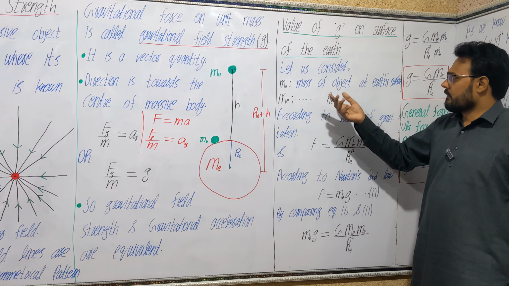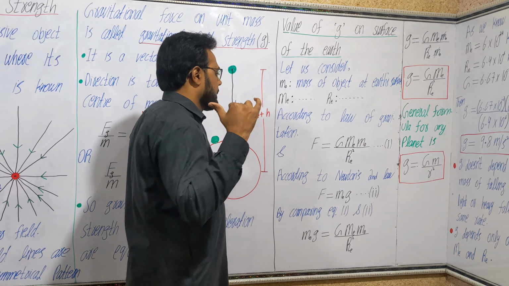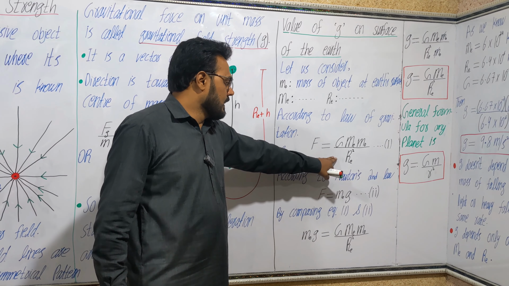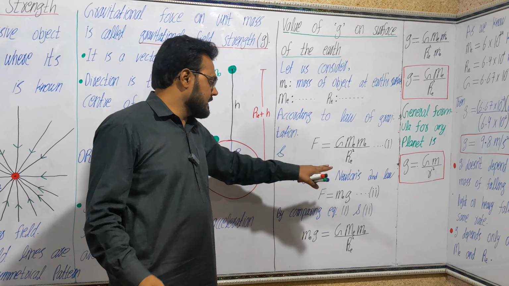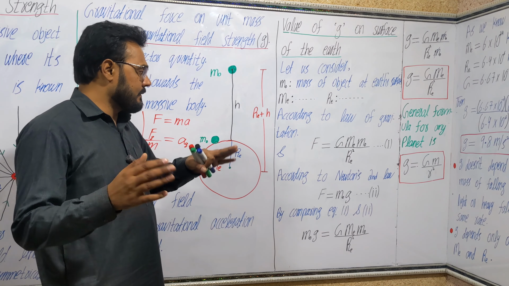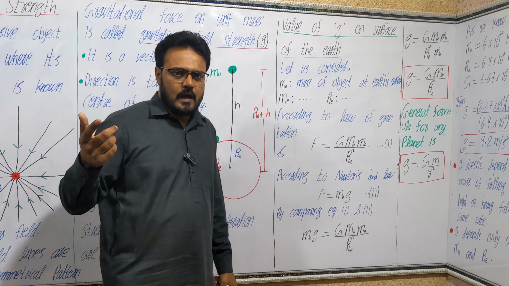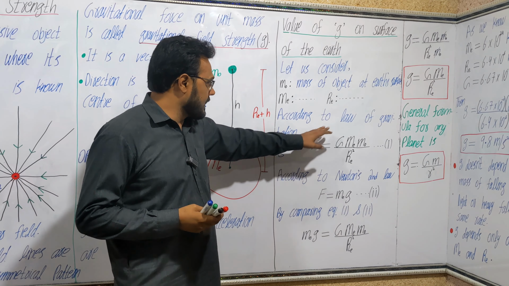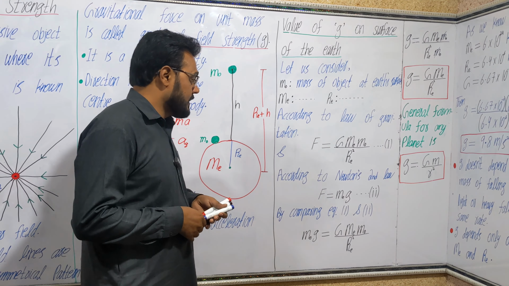Then according to the law of gravitation, we already covered this law in the last lecture, and this is its mathematical form. If anyone is unable to understand this, or anyone missed that lecture, go through it first. I'll put the link in the description. So this is the law of gravitation: F is equal to G m1 m2 over r square.